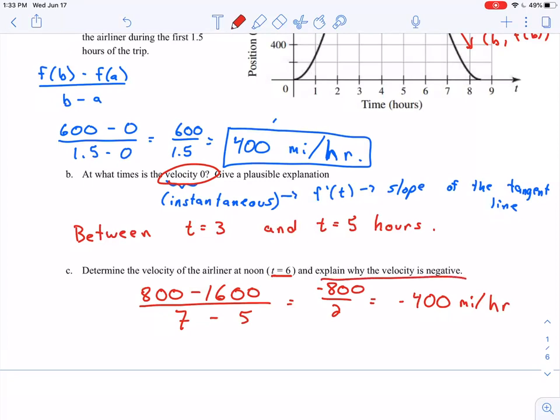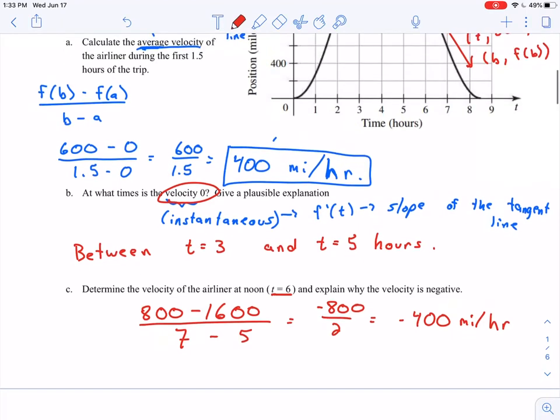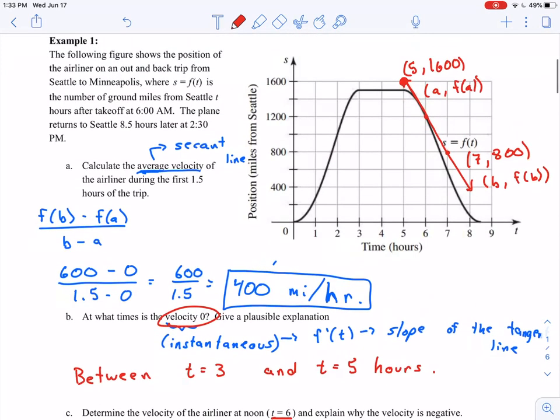Explain why the velocity is negative. So this is perhaps an interesting question. Why is the velocity negative? What does the rate of change represent here? We're talking about the position. So this rate of change describes the position with relation to time, right? So if my rate of change is negative, it means that the position, and in particular the miles from Seattle, is decreasing. If I have a negative slope, that value is decreasing. So the number of miles I am from Seattle is decreasing.